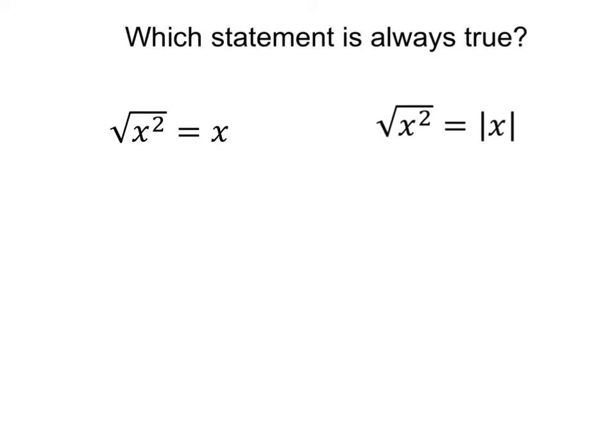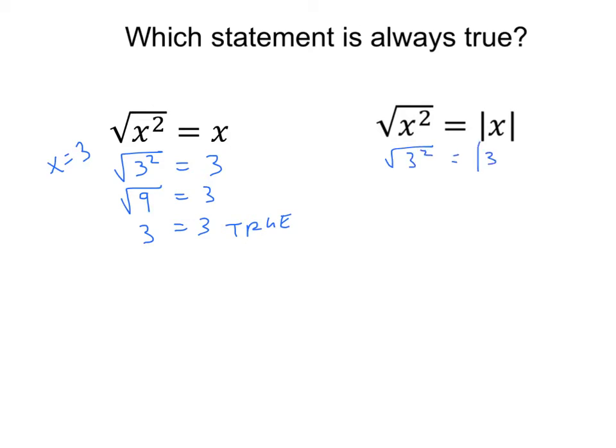They're actually both going to be true if x is a positive number. Let's say I use 3. Square root of 3 squared, is that equal to 3? This would be the square root of 9, which is 3. So that checks out. That's true. And it would be true on this side as well. Square root of 3 squared, is that equal to the absolute value of 3? This would be the square root of 9, which is 3. The absolute value of 3 is 3.